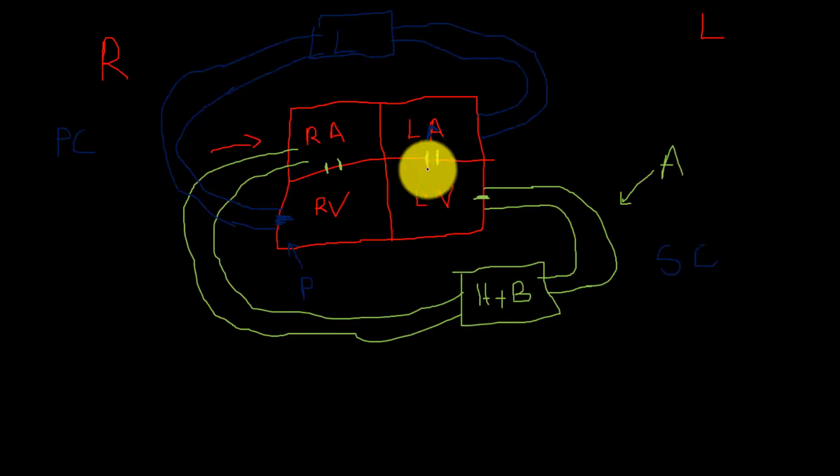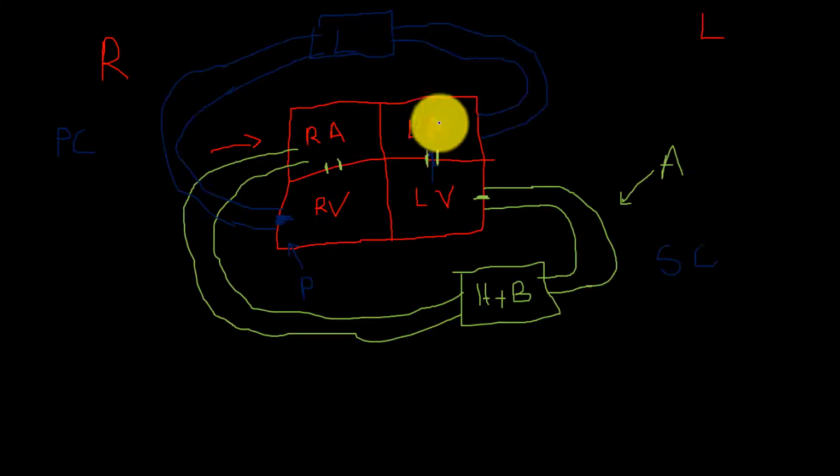It could affect the mitral valve, the tricuspid valve, the pulmonary valve, or the aortic valve. If it's affecting the mitral valve, you refer to that as mitral regurgitation. If it's affecting the tricuspid valve, tricuspid regurgitation. If it's affecting the aortic valve, aortic regurgitation. If it's affecting the pulmonary valve, pulmonary regurgitation.